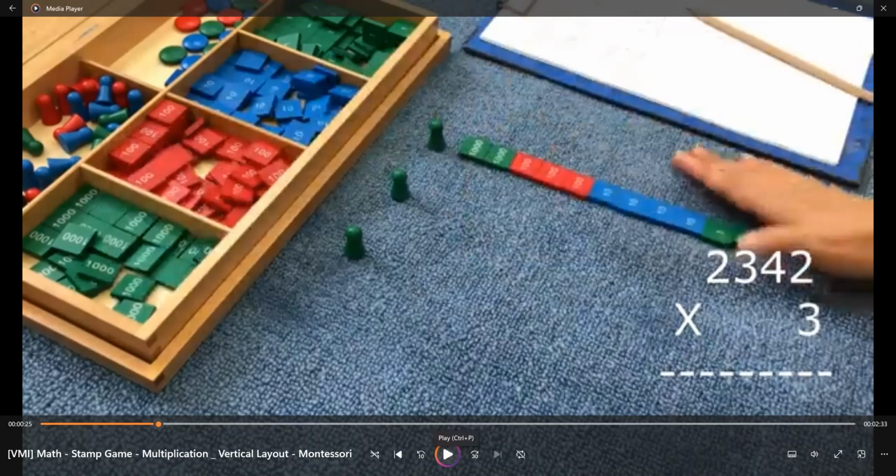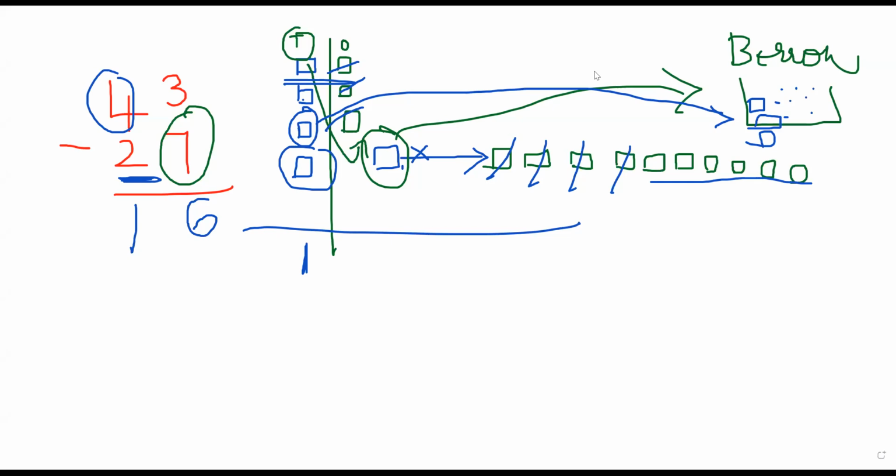Even if it is put vertically, you all understood? There could be another way that you would arrange, not vertical if you don't want, if you feel it's confusing for you in vertical. What you can always do is you can go horizontal also. So what do we do in horizontal? So we have 2000. Then we have how much? 300. What is the next number? 42. So 10, 20, 30, 40, and then 2.